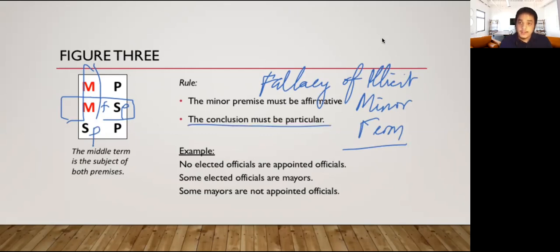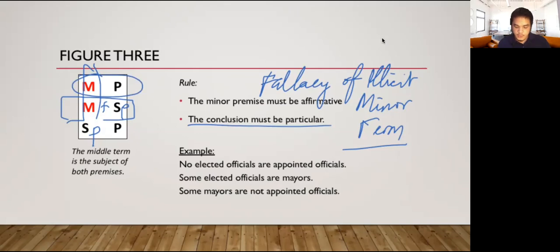Now, there is no rule indicated for the major premise. So in short, it can be all are not, some are not. Let's do that later, but let's discuss first this example.